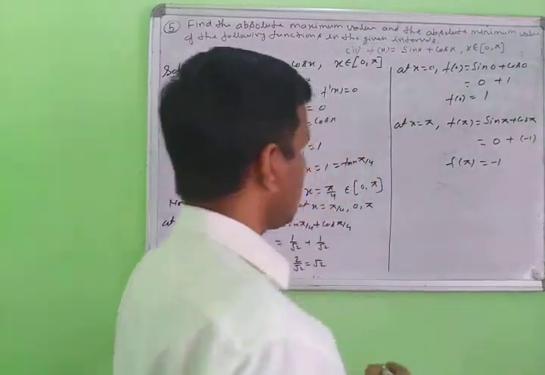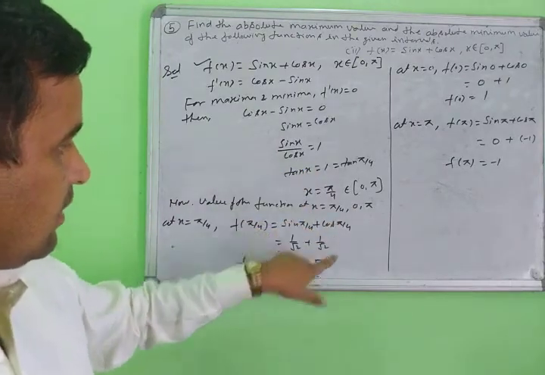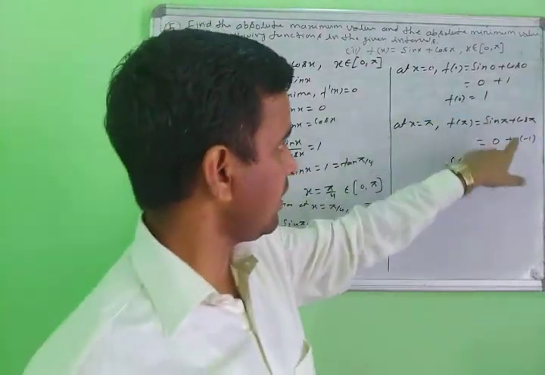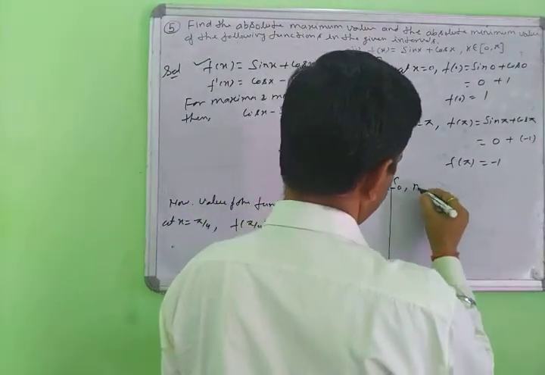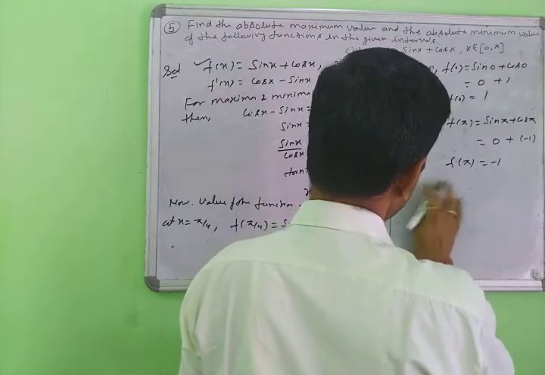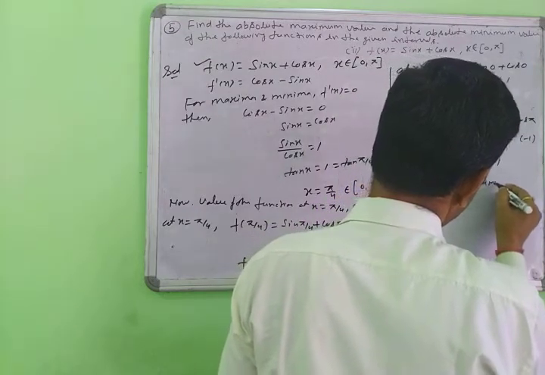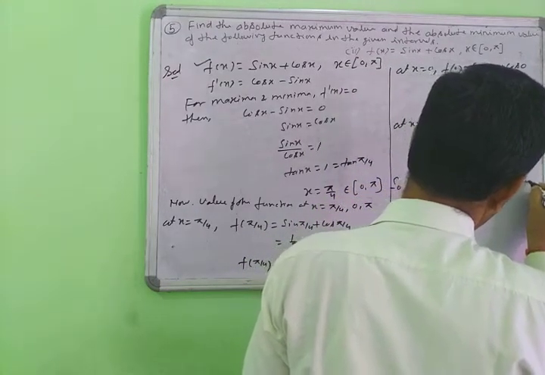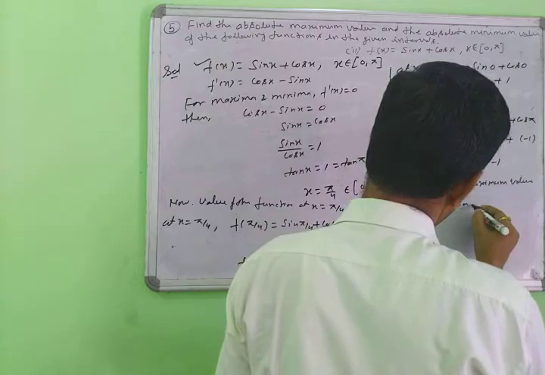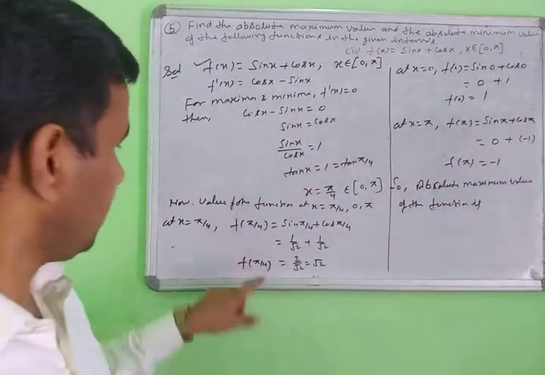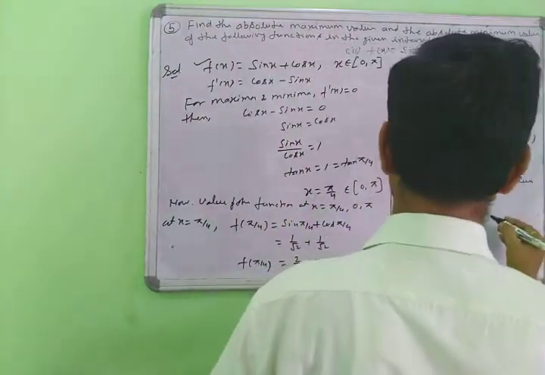So now you will check which value here is maximum. The values are root 2, 1 and minus 1. So the absolute maximum value of the function is, first you check root 2, minus 1 and 1. The absolute maximum value is root 2.